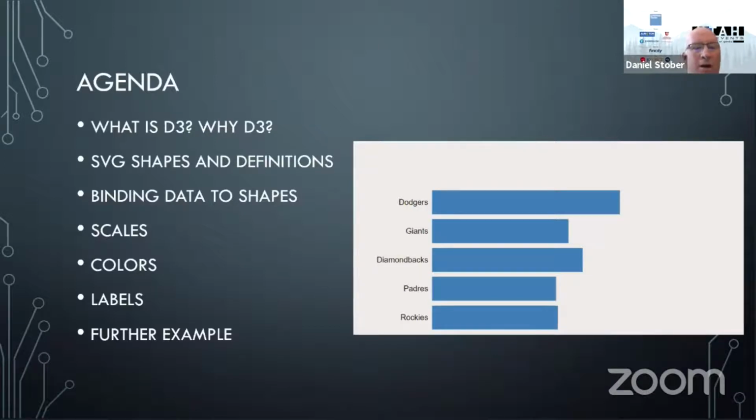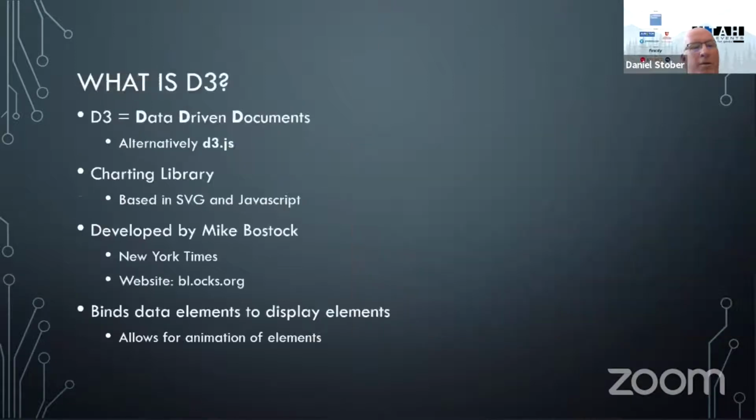but there's a lot of different pieces that we have to do to make it work. So we'll talk about SVG and shapes and how we define those. And then we'll talk about how we bind the data to the shapes in SVG. Then we'll talk about scales and then colors, and then how we got the labels on there. And then I'll show you a further example on how you can take what we're going to be able to build today and make it flashier and make it something that's really cool.